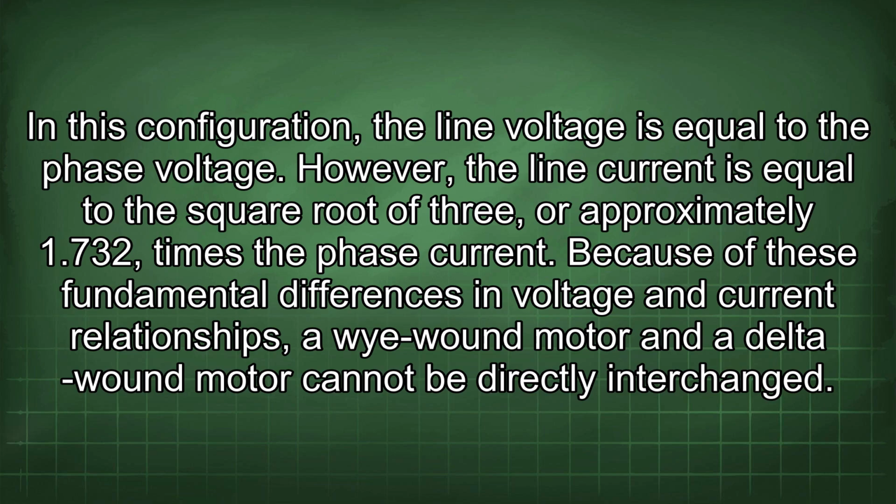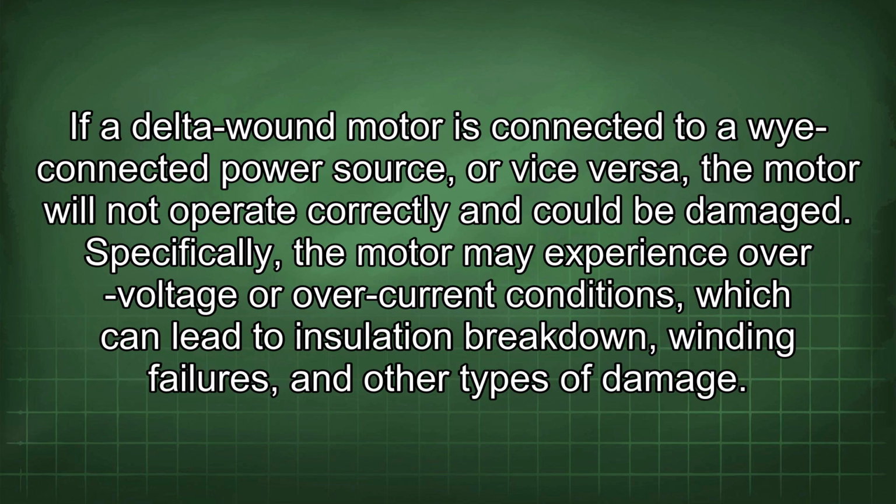Because of these fundamental differences in voltage and current relationships, a wye-wound motor and a delta-wound motor cannot be directly interchanged. If a delta-wound motor is connected to a Y-connected power source or vice versa, the motor will not operate correctly and could be damaged. Specifically, the motor may experience overvoltage or overcurrent conditions which can lead to insulation breakdown, winding failures, and other types of damage.